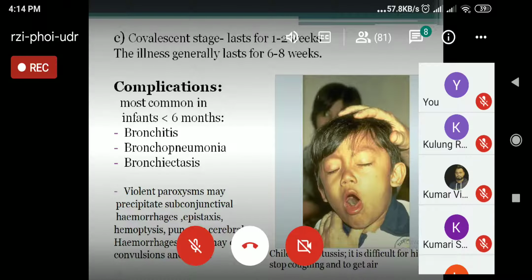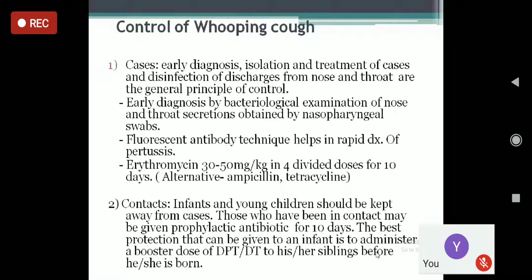Fluorescent antibody test. And then you have to give erythromycin, the drug of choice. It is given in 30 to 50 milligram per kg in 4 divided doses for 10 days. So if the child is allergic to erythromycin, or if erythromycin is not available, you can give ampicillin or tetracycline. So these are the alternative drugs.